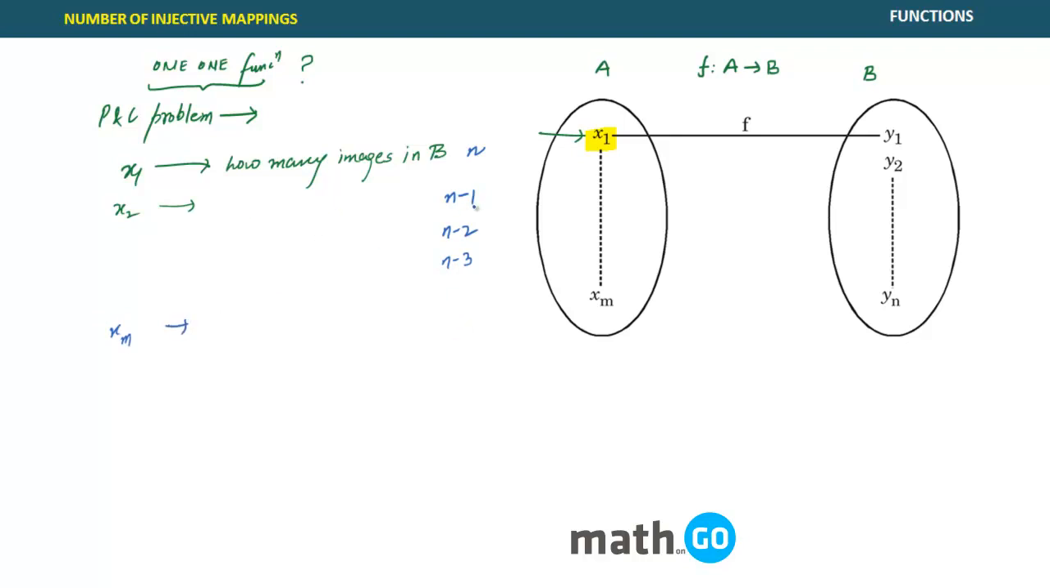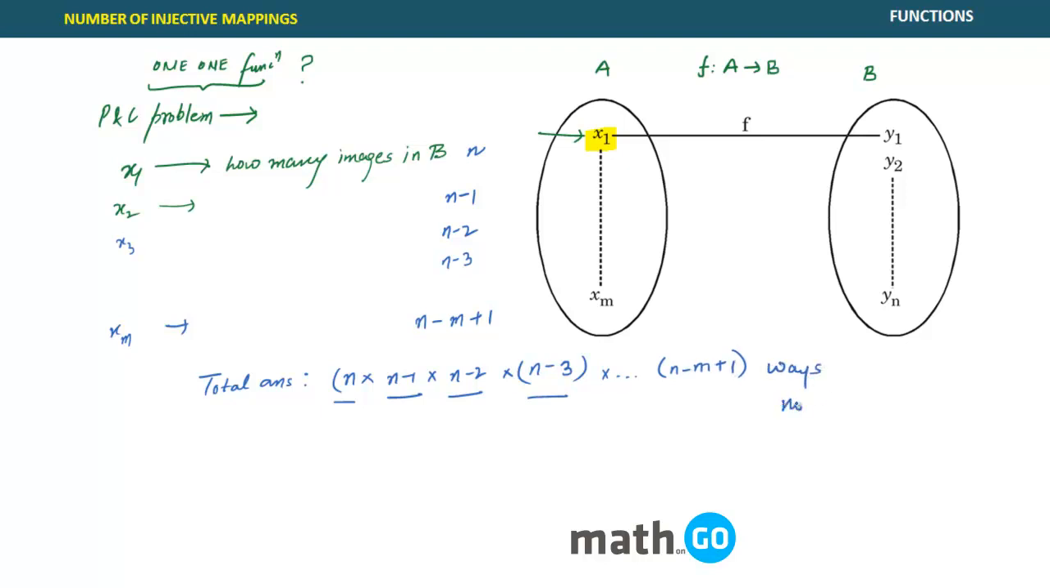For x2, you subtracted 1. For x3, you subtracted 2. So for this, what will you do? You will subtract m minus 1. Remember, this will be n minus m plus 1. And the total number of answers, by the fundamental rule of multiplication, will be n into n minus 1 into n minus 2 and so on. Just compare this to your blanks problem now. This is the first blank, this is the second blank, third blank, fourth blank, and the last blank will be occupied in n minus m plus 1 ways. So these are the ways, or you can say the total number of 1 1 functions.